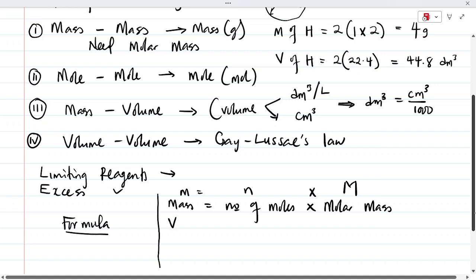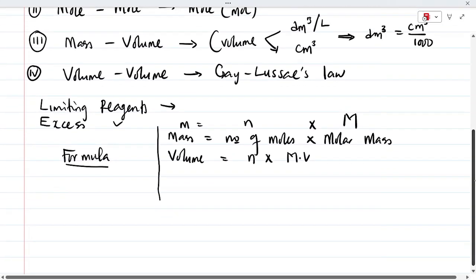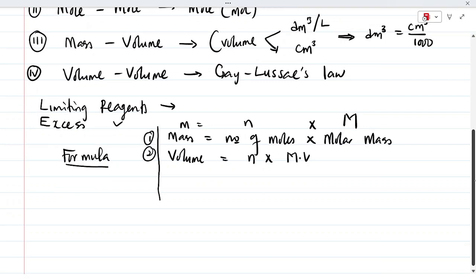Then like we said, what if you are dealing with volume? Volume now becomes the number of moles times the molar volume. You no longer use molar mass. That is the main difference once you are dealing with mass or you are dealing with volume. So once you know these two formulas, you are well on your way.